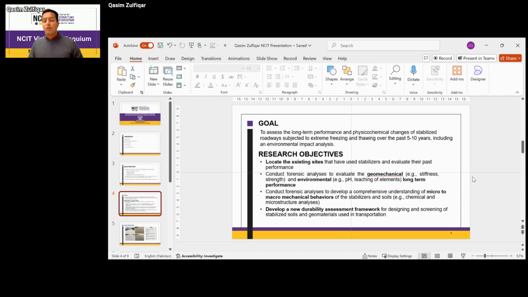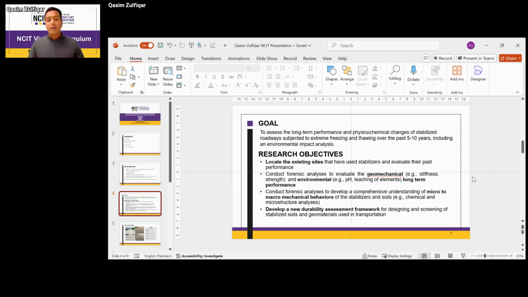is we are trying to have the assessment of the long-term performance of these aggregates, such materials that were exposed to the extreme freezing and thawing cycles over the past 5 to 10 years. And we are also incorporating the environmental impact analysis while doing that.